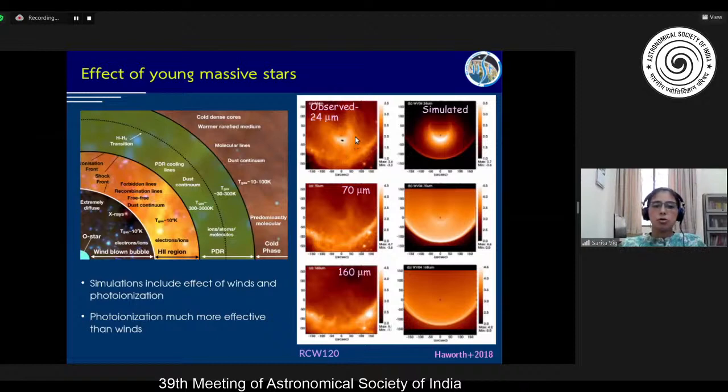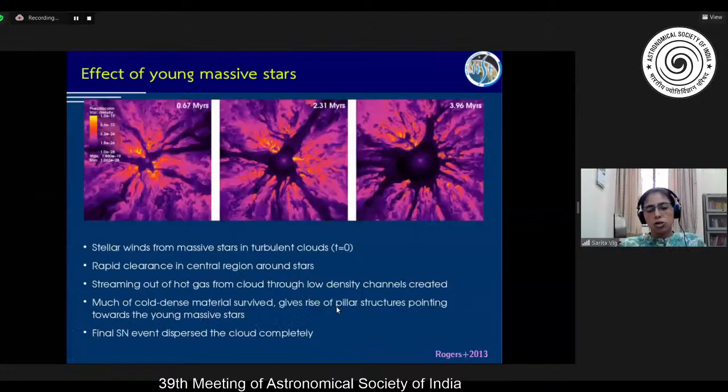Now these wind-blown bubbles survive, the small grains survive in the wind-blown region, and therefore you can see that this region is visible in 24 micron as compared to the longer wavelength regions. Now I will also talk about other simulations that have been carried out in order to understand the effect of these processes. And here is an example of a simulation which shows the effect of stellar winds from a group of massive stars in turbulent molecular clouds.